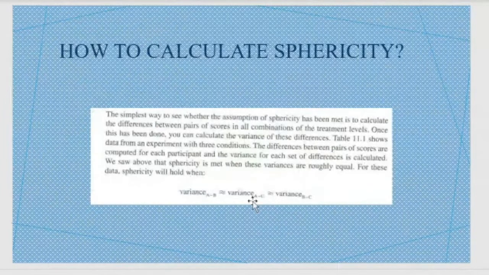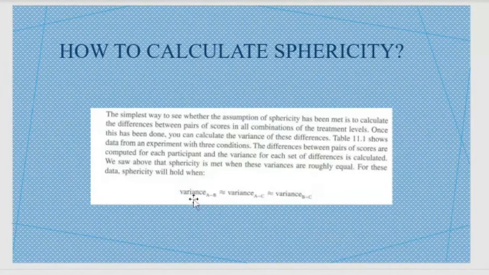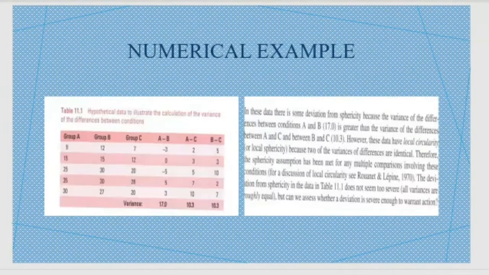Now, how can we calculate the sphericity? We don't have to do it manually. SPSS will do that for us, but there is a test that we have to know. This is the concept of sphericity. If there are three levels A, B, and C, then the differences between A and B, A and C, and B and C should be equal. That is the assumption, and if it is not, then we'll say the assumption is violated.